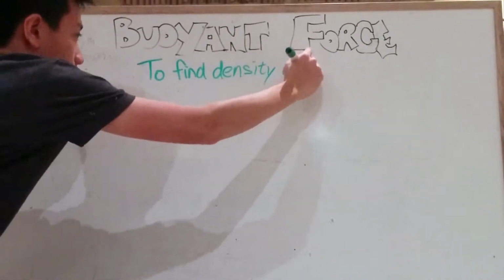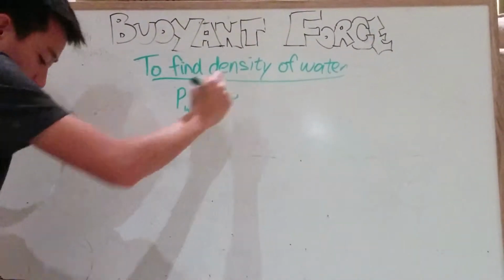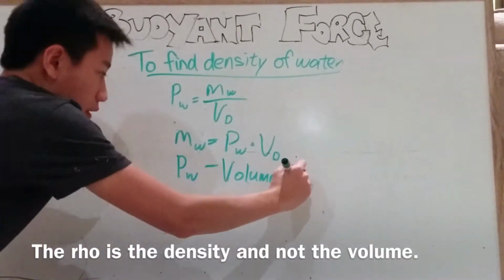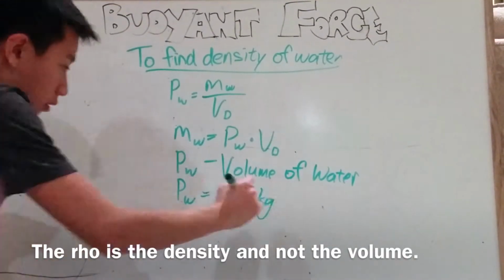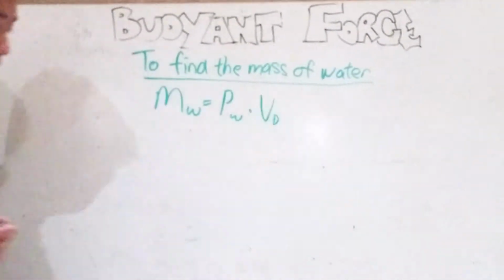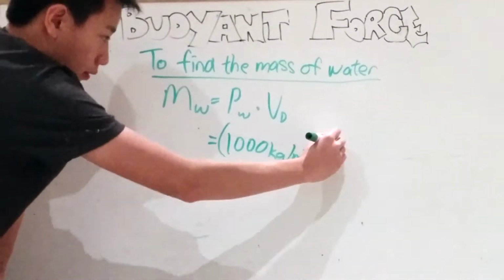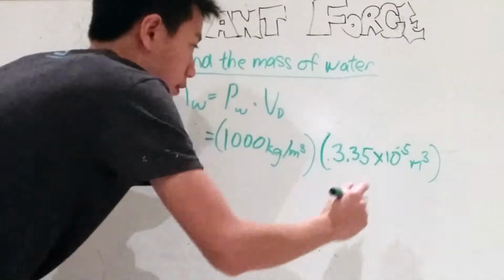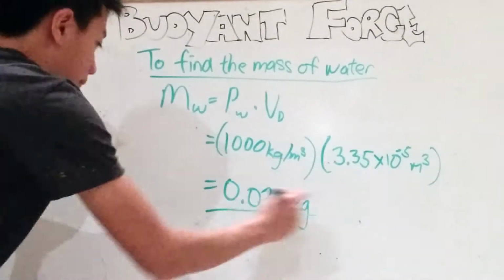After we get the volume of the water displaced, we can now find the mass of the water. To do this, we can use the formula density equals mass over volume. The density of the water is 1,000 kilograms per meter cubed. Now we calculate the mass of the water displaced. We rearrange the equation density equals mass over volume to find the mass. The mass calculated is 0.033 kilograms.